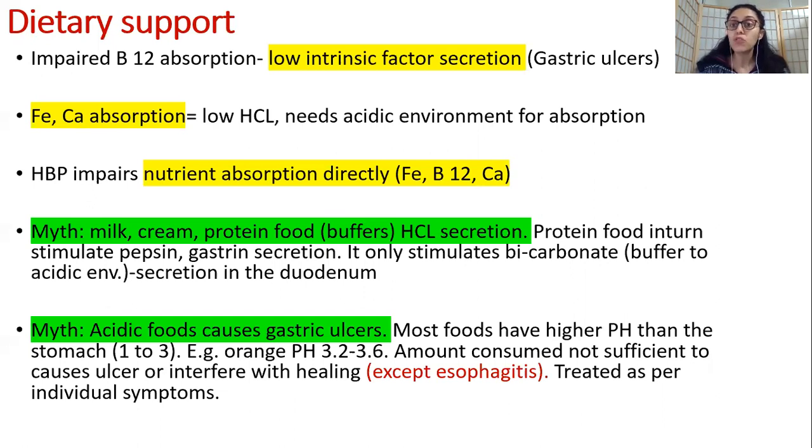It supports the absorption of calcium, iron, but now that is impaired. So you may need, say, vitamin and mineral supplementation. Then for example, if you have gastric ulcers because of Helicobacter pylori, you may have impaired nutrient absorption, because Helicobacter pylori infection directly impairs the absorption of all of the nutrients: iron, B12, calcium.